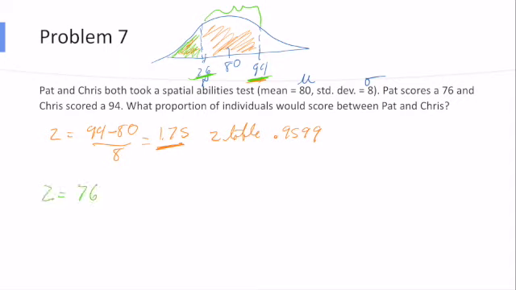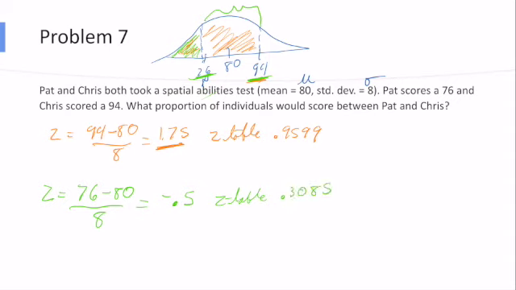Next, I'm going to find the z-score for 76. I take 76 minus 80 over 8. That gives me a z-score of negative 0.5. So 76 is half a deviation less than the mean because it's negative. I look this up in my z-table, and I find a z-table value of 0.3085.